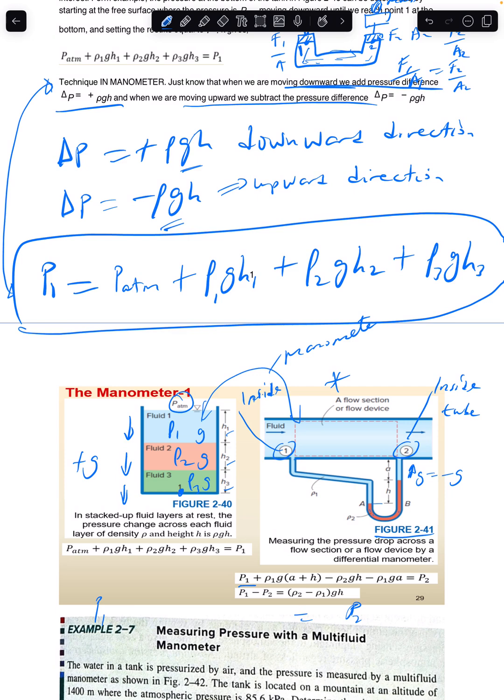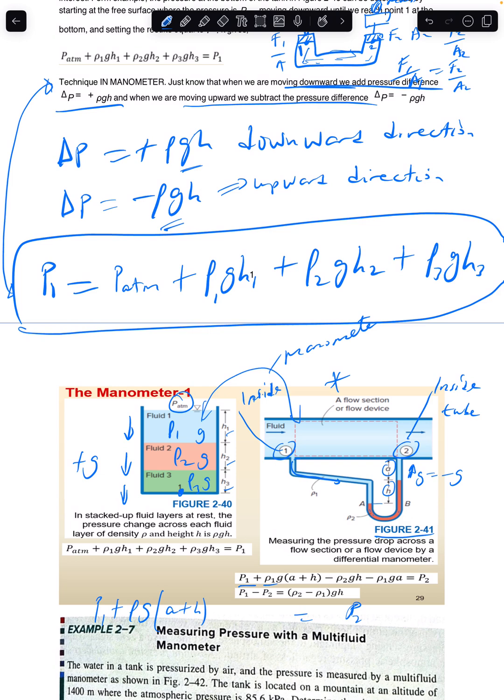Inside a tube. So P1 plus what? Because the fluid is coming downward, we have what? Density 1. We have G is coming downward into this, plus this, A plus H.